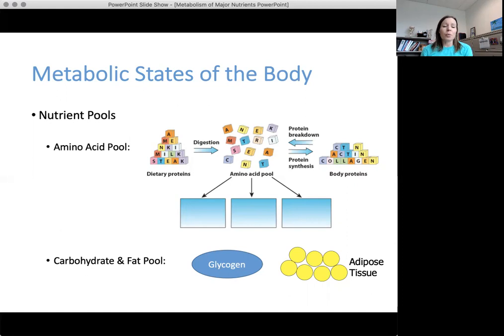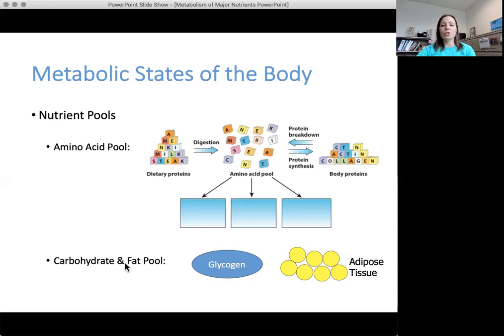The other main pool is the carbohydrate and fat pool, and these are usually grouped together since carbohydrates can easily be converted into fat. And because both of these nutrients are the ones that are typically broken down to make ATP. Both carbohydrates and fats can be stored as they are. Carbohydrates are stored as glycogen. Glycogen is a carbohydrate, and fats are stored as they are, in adipose tissue.